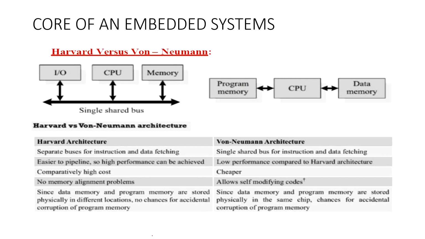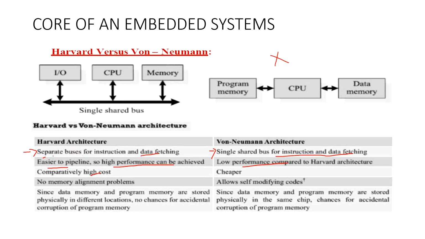Then over here we should know what we mean by Harvard and Von Neumann architecture. In Harvard architecture, there are separate buses for instruction and data fetching, whereas over here, a single shared bus is there for instruction and data fetching. It is easier to pipeline, so high performance can be achieved. The performance as compared to Harvard is less in Von Neumann because the pipelining concept is very difficult.